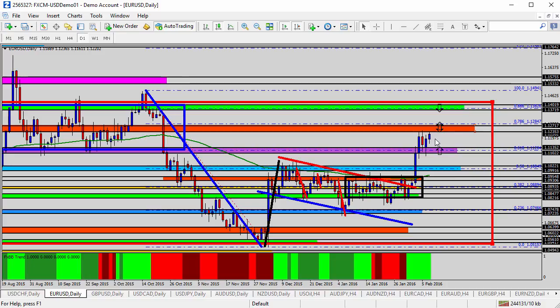So if you're looking for an intraday trade, not really looking for a buy right now, sitting inside or underneath that orange zone, but maybe looking for an intraday selling opportunity to target back down to the purple zone or lower for the euro dollar today.